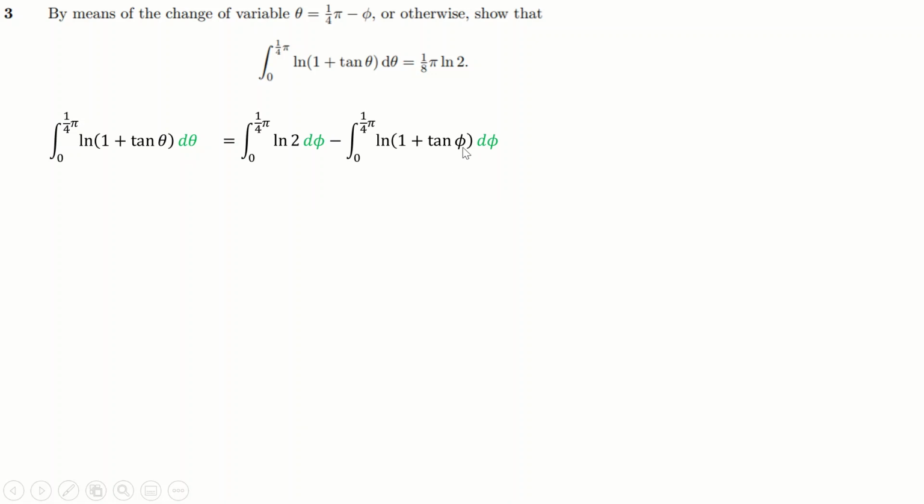Now, it almost is, except the variable is phi instead of theta. And we have to ask ourselves, does that actually make a difference? And the answer is no, right? Phi is just a dummy variable. You can replace it with anything you want because this is a definite integral. And let me show you why.